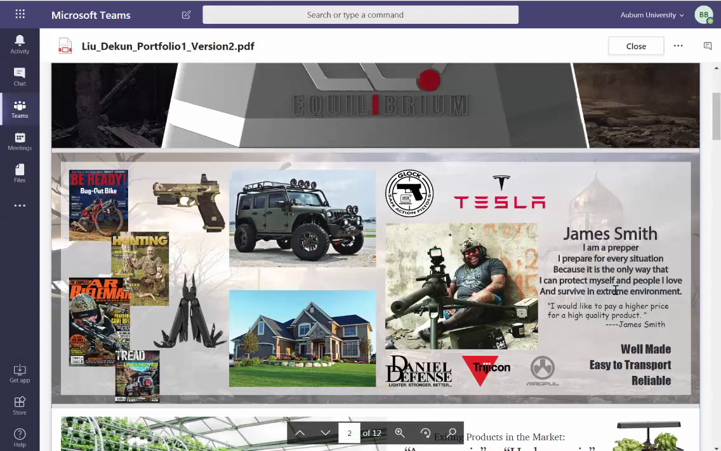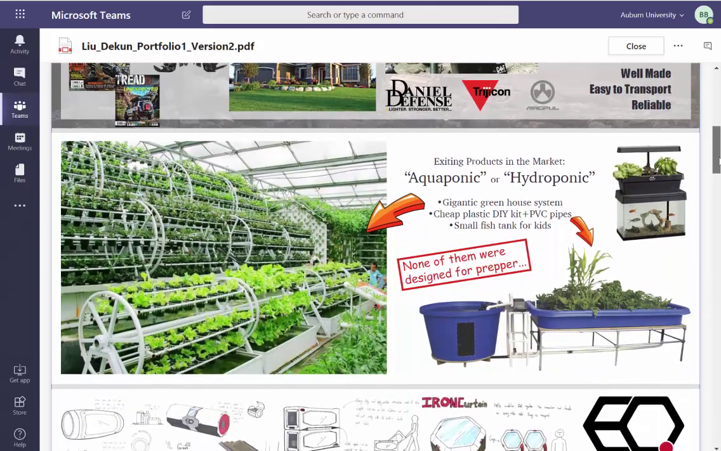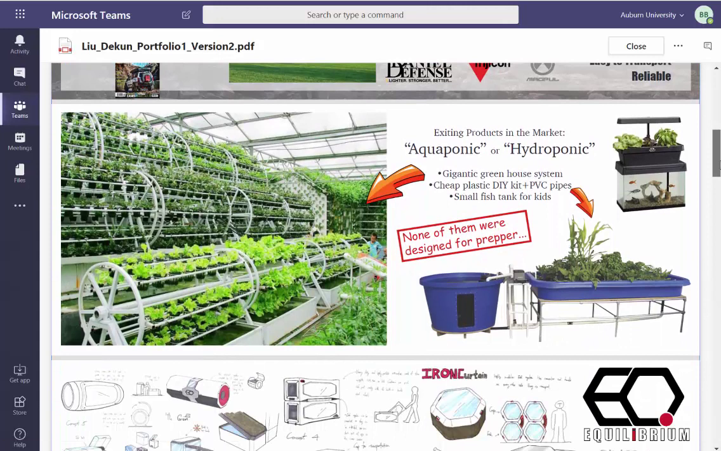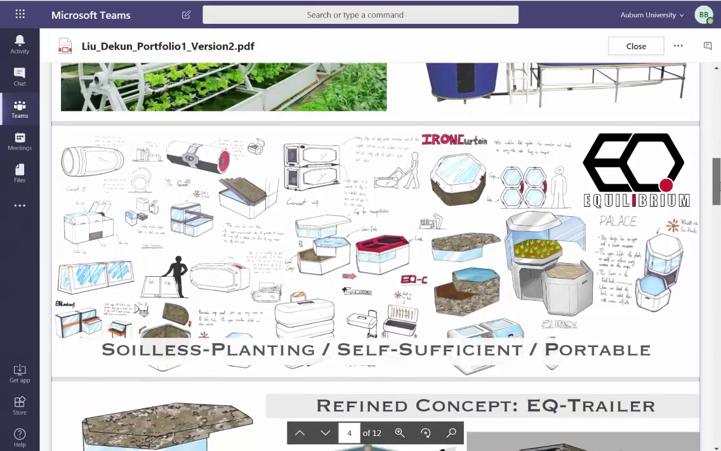You get to pick a maximum of 2 font choices. So this would be it, your large font, that being your header and that being your body. And so we really can't do that at this point. Aquaponic, hydroponic, none of design for the prepper. Okay, I get that. So what things would the prepper need for it to be appropriate for their lifestyle? Soilless planting, self-sufficient, portable. Soilless planting, yes. Portable, for sure. Self-sufficient, that's kind of already packed into the system. We know it needs to be self-sufficient.